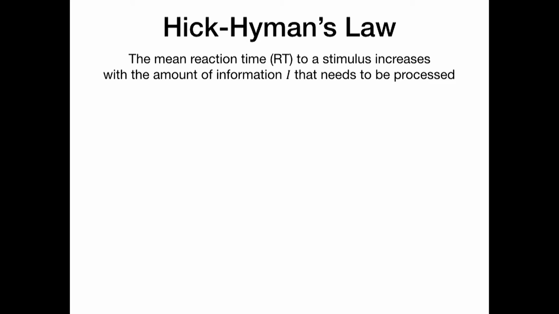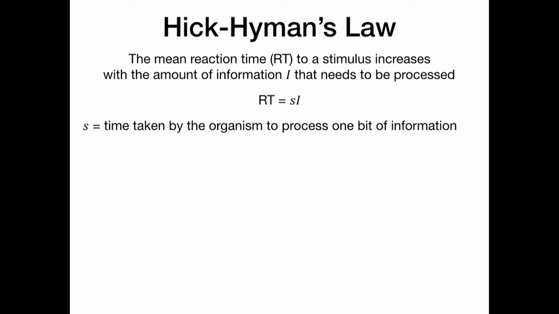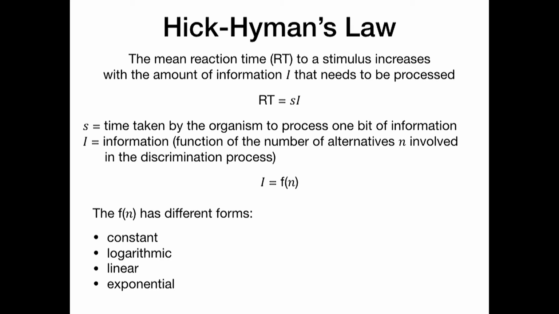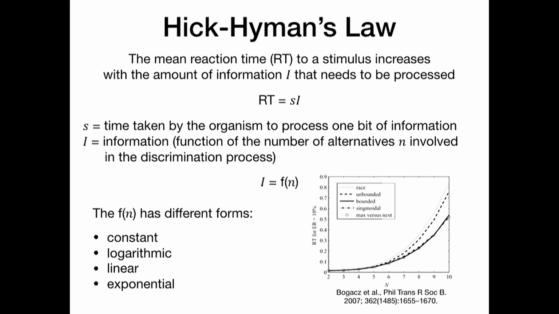And this can be described by the fact that the reaction time increases with the amount of information to be processed, and can be formally written in this way, where S is the time to process 1 bit, and I is a function of the number of alternatives. The function can have various forms, and that depends on the type of task. In the literature, we found a theoretical study on a neurological model observing that for this type of task, value-sensitive decision in the best-of-n case, there is a non-linear increase. So that is what we expect to find.